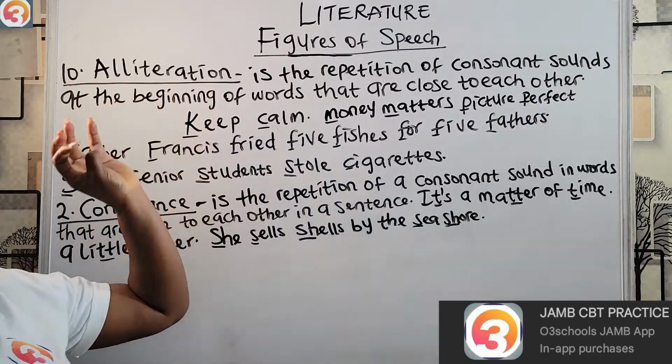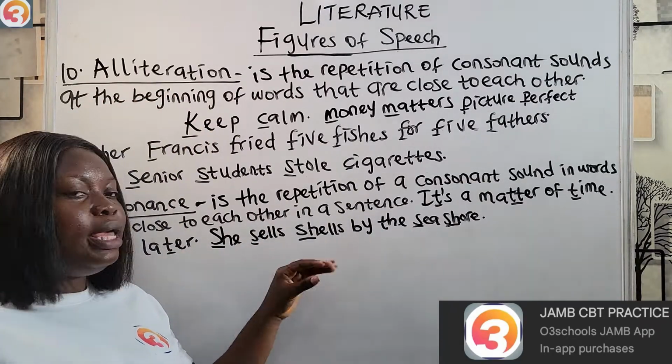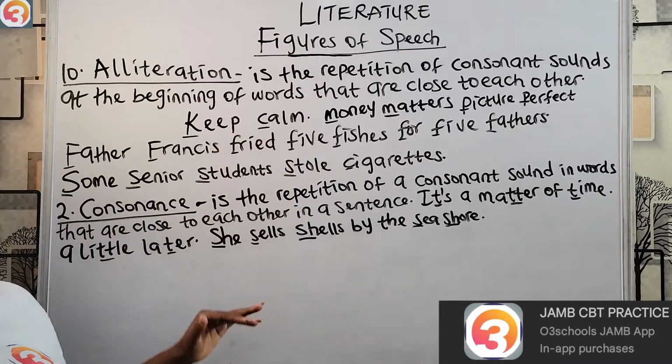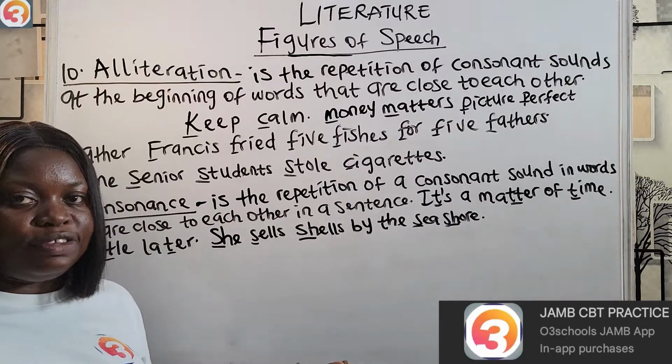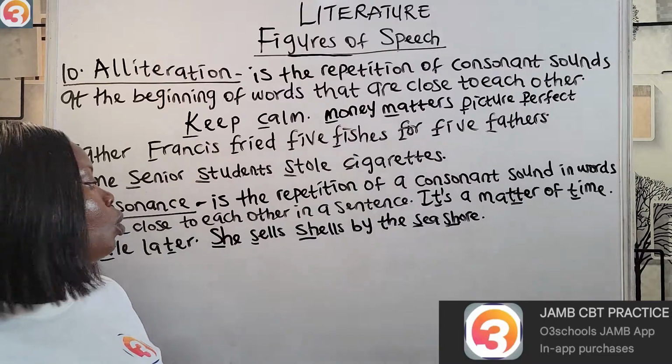Whereas for alliteration, it has to do with the beginning. The consonant sound has to be in the beginning of words that are close to each other. Take note, for both, the words should be close to each other. Otherwise, the purpose is defeated. If there are so many words in between, you can't call it alliteration or consonance.